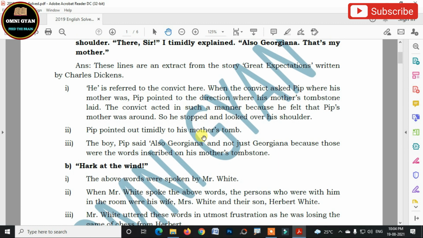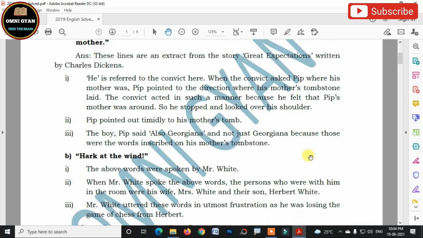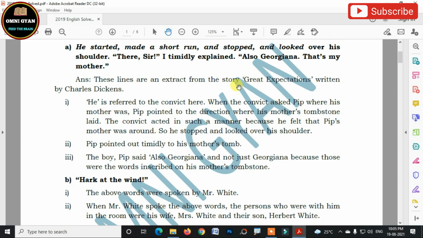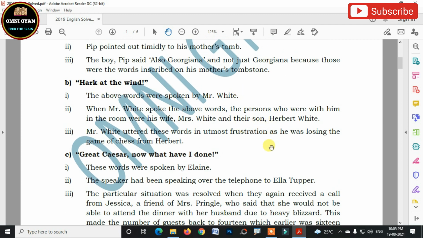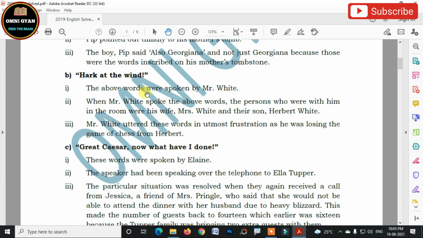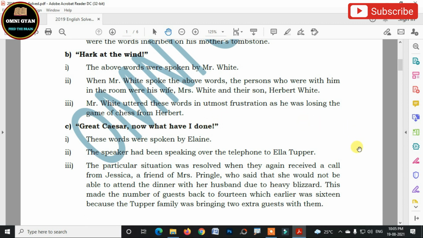Now let me scroll up. Questions you can check. This is from the story Great Expectations. Then we come here, Hark at the Wind. Please pause the video and write it down. So this is from which story? Hark at the Wind. As you can see, question number 1, we have Mr. White. So Mr. White appears in the story The Monkey's Paw. So these above words are spoken by Mr. White. Then you can go on writing, or you can pause the video and write.